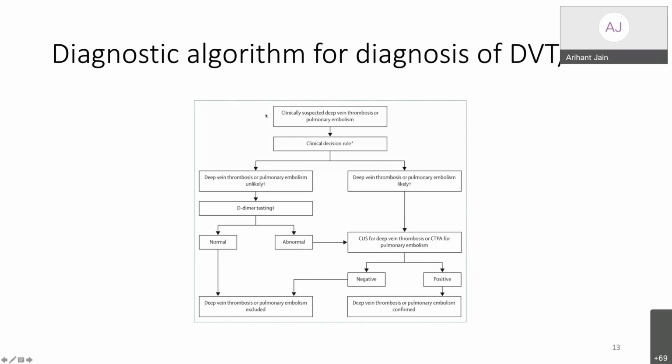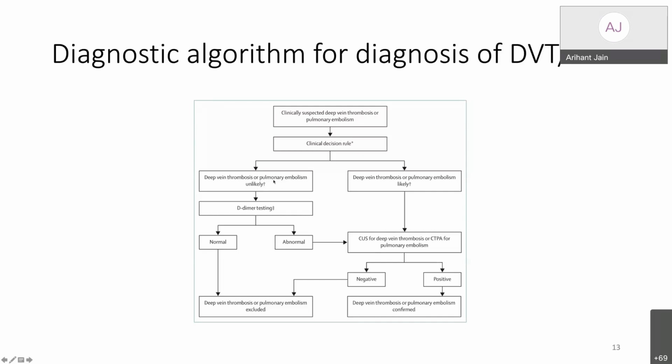So there is a patient who has come with, say, swelling of the legs or redness of the legs, or an immobilized patient who has come with a sudden onset shortness of breath or dyspnea. So you are clinically suspecting a DVT or a pulmonary embolism. You use the clinical decision rule, whether you use the Wells score or the Geneva score, whichever. And the rule says that the pulmonary embolism or the DVT is unlikely.